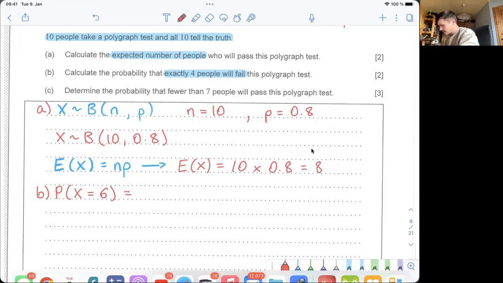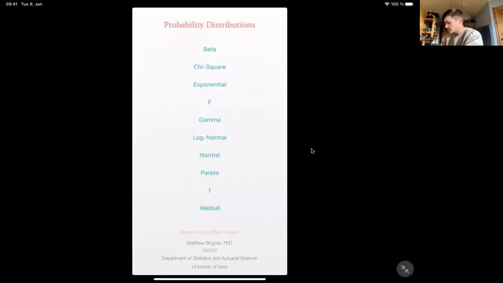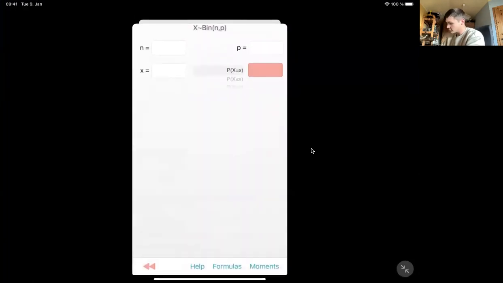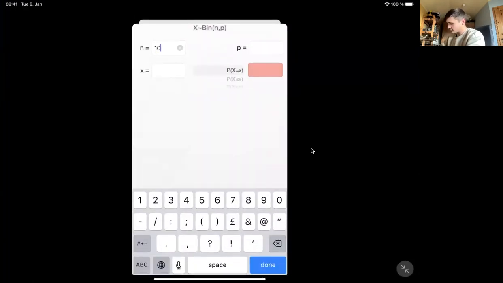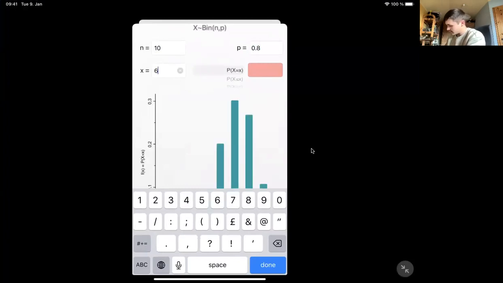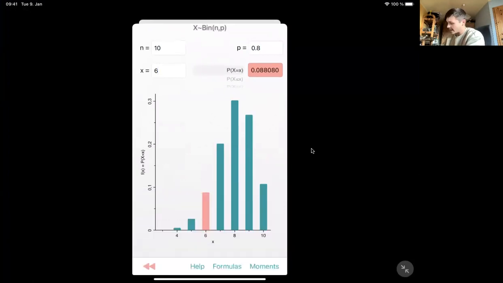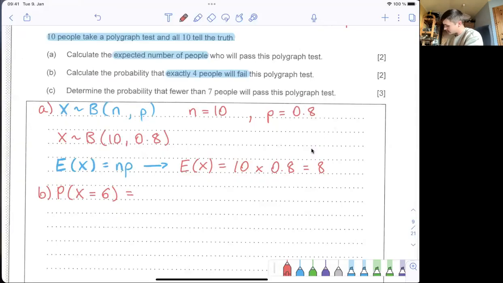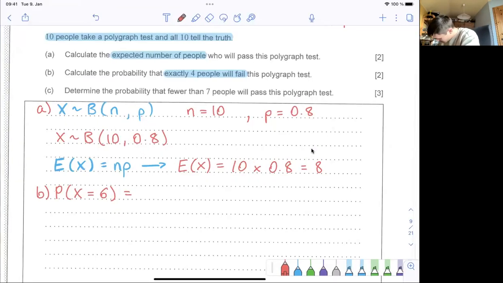Okay, so I have this little app here, binomial or probability distributions. And so we're going to come down to binomial distribution. We have the number of trials being 10, probability of success being 0.8, and then our number X is equal to 6. You've got to make sure that you've got X is equal to here. All right, and there we have our answer, 0.088080. If we round that to 3 significant figures, we'll get 0.0881. All right, so that will be our answer to part B.